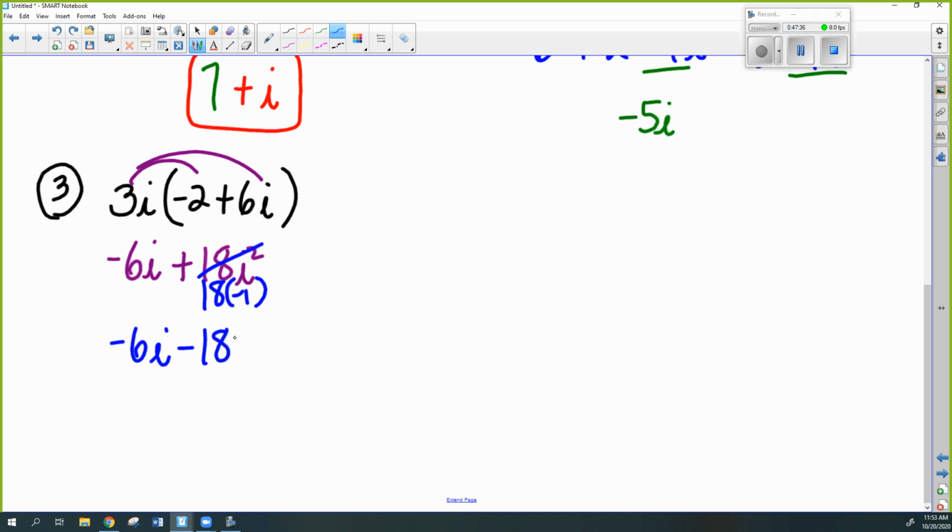All right, and the last thing you have to do is make sure it's in standard form. When you get ready to type it in ALEKS, that means the real number has to come first, and the imaginary number has to come second. So you're only going to get it right if you put the real number in first and the imaginary number second. All right, questions on that one?